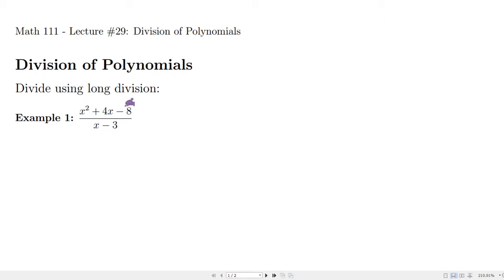All right, and this is the procedure. So we're going to write the numerator, x squared plus 4x minus 8, right? And you want to make sure that this is in descending order of powers of x whenever you do this process. And we're going to long divide by x minus 3. Now the process is very similar to long division of numbers that you're used to.